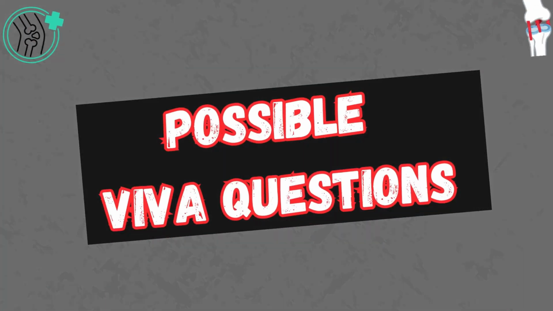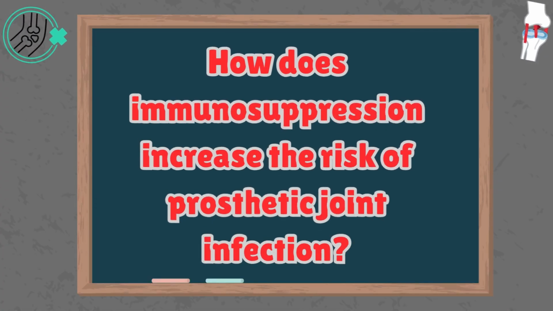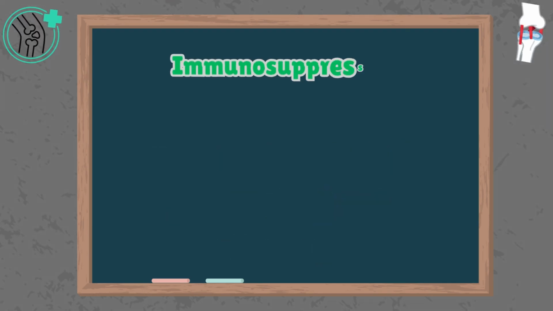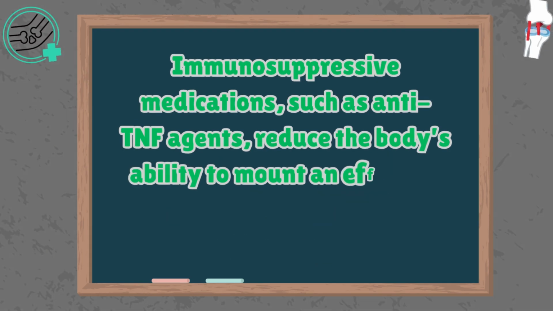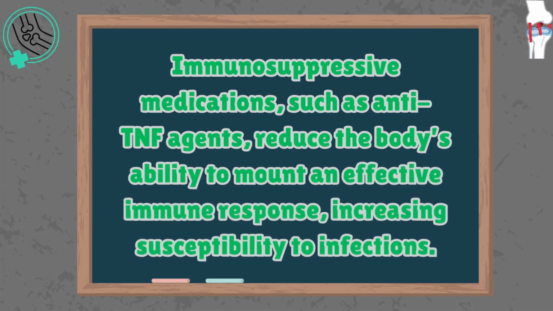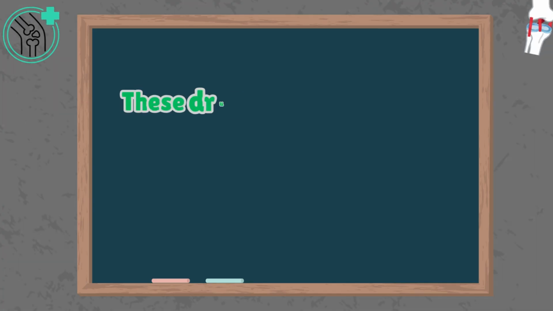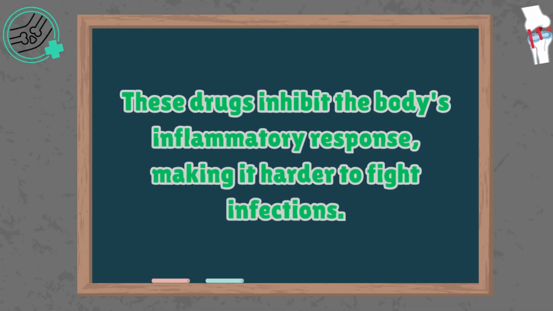Possible VIVA questions. How does immunosuppression increase the risk of prosthetic joint infection? The answer is, immunosuppressive medications, such as anti-TNF agents, reduce the body's ability to mount an effective immune response, increasing susceptibility to infections. These drugs inhibit the body's inflammatory response, making it harder to fight infections.